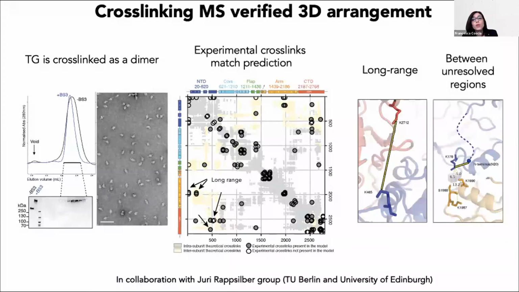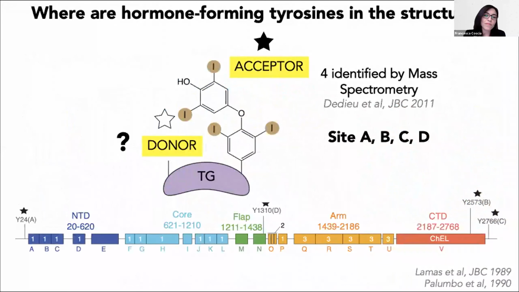Not only could we verify the proximity of residues that we could actually see and resolve in the map, but also some that were not resolved. So after we solved the thyroglobulin structure, we came back to our original question: what are the hormonogenic sites, and what is the mechanism of hormone synthesis?